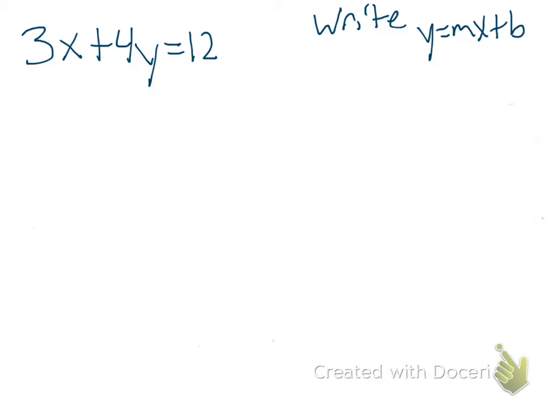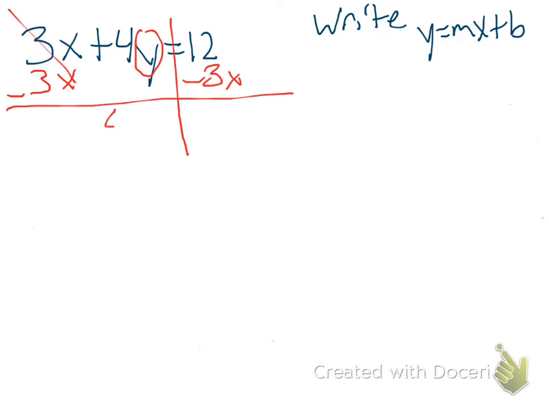So we have to isolate the y. We have to get y by itself. So you're going to start with what's furthest away from y. The 12 is already in the correct space because it's on the other side of the equal sign. I want to move this 3x over, and I want to move the 4 over. But I'm going to start by moving the 3x. So I'm going to subtract 3x on each side.